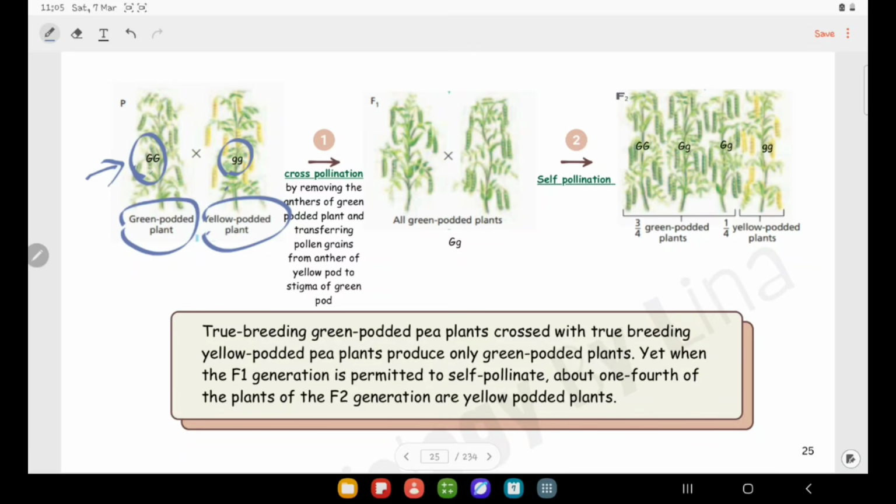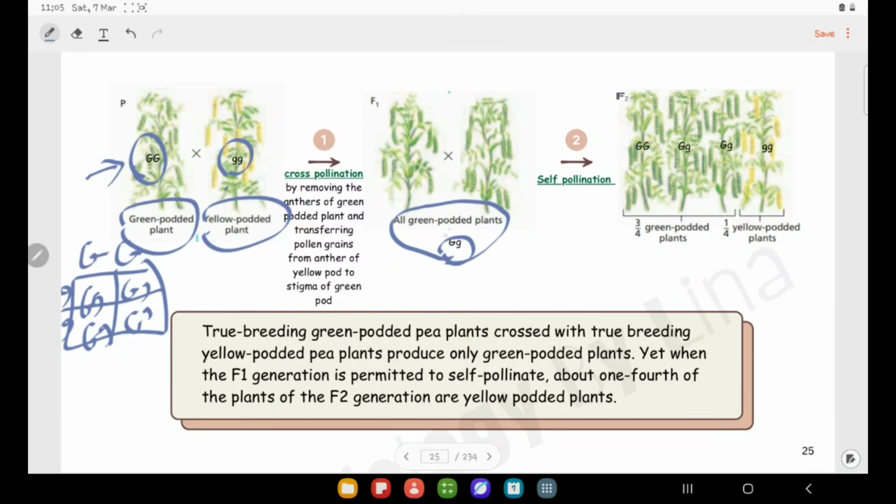So if we cross G capital G capital with G small G small, in the F1 generation all of the plants will be G capital G small, and we know G capital G small is green, it's dominant. So we can see how he got the F1 generation: by the cross-pollination of the P generation. The P generation, as we said, are G capital G capital with G small G small.